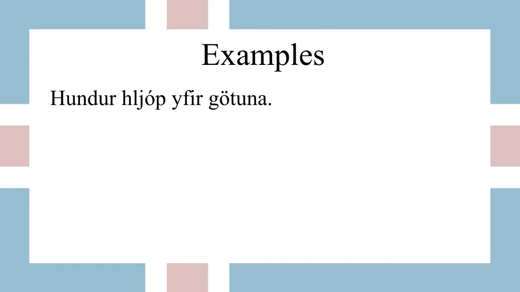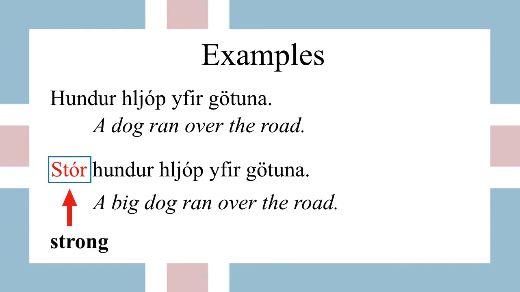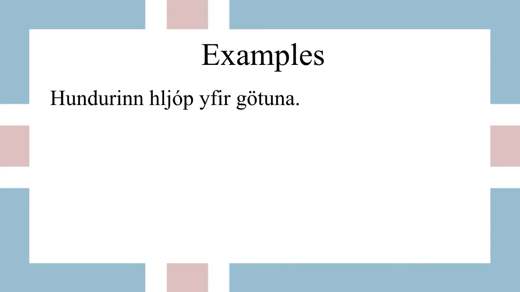Hundur hljóp yfir götuna. This means a dog ran over the road. There's no adjective here, so let's add an adjective in. Stór hundur hljóp yfir götuna. A big dog ran over the road. So now we have an adjective in there. And we'll notice here that this is in attributive position because it's connected to the noun that it's describing. And hundur is indefinite. It's a dog, not a particular dog, which means we're going to use the strong form of the adjective.